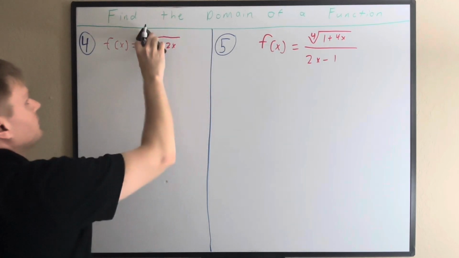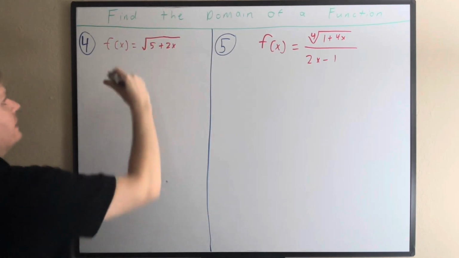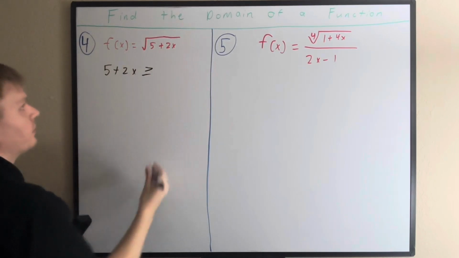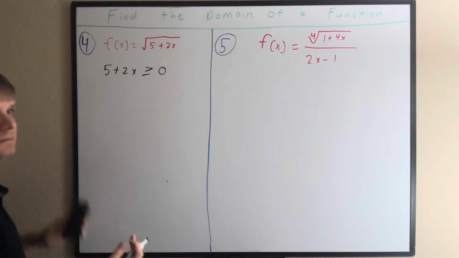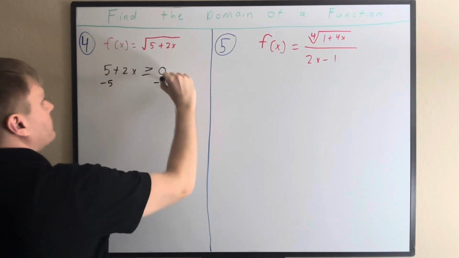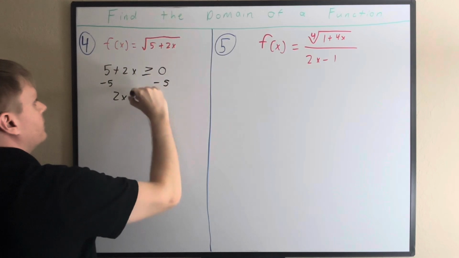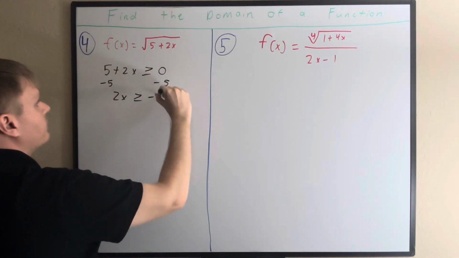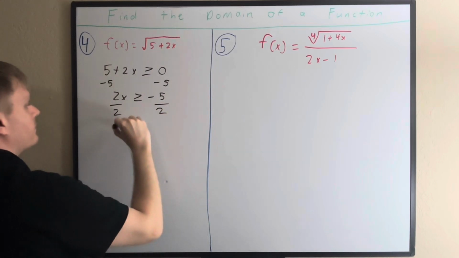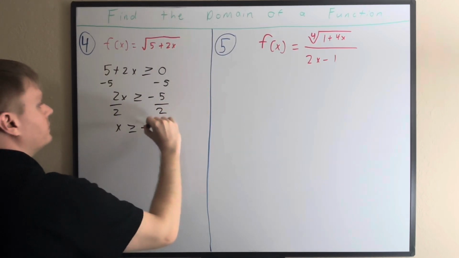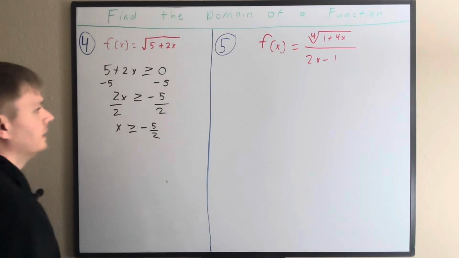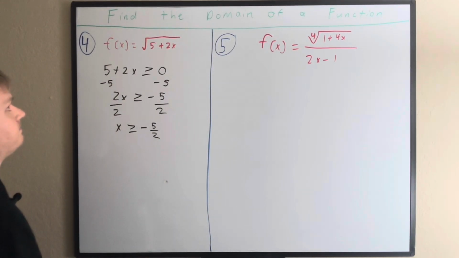All right, so what do we do? We take that radicand, 5 plus 2x, and we say it must be greater than or equal to 0, right? Solve for x again. Subtract 5 from both sides. 2x is greater than or equal to negative 5. Divide both sides by 2. x is greater than or equal to negative 5 halves. And yes, you can just leave that fraction like that.